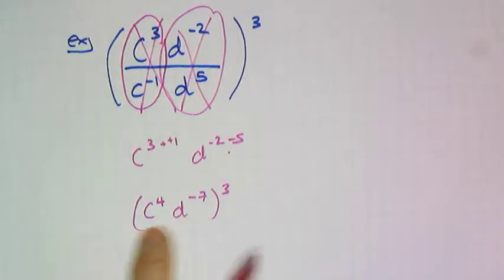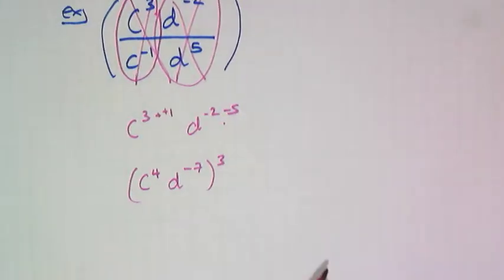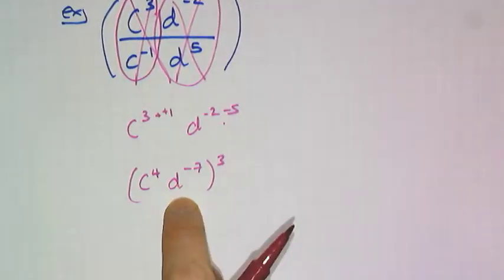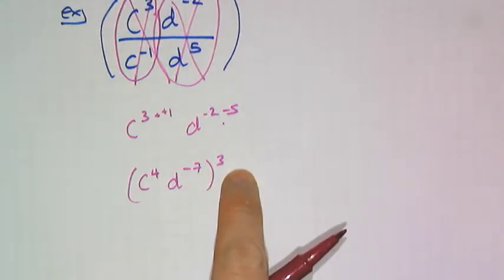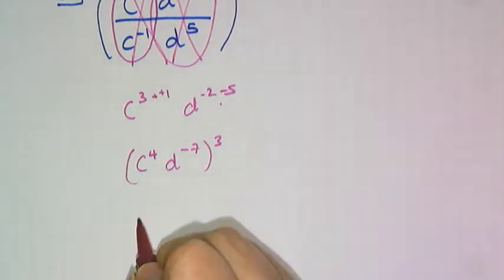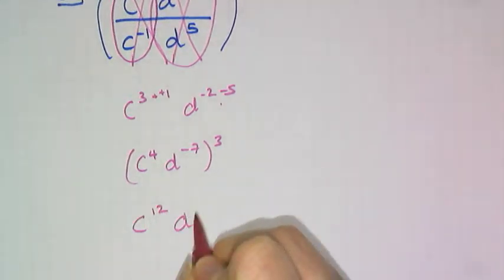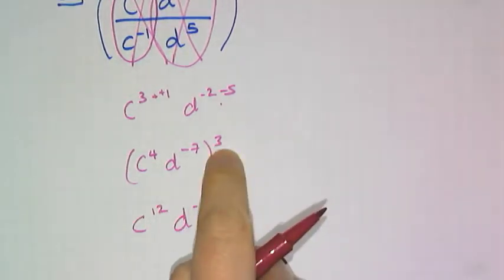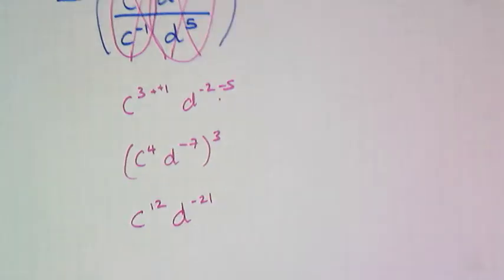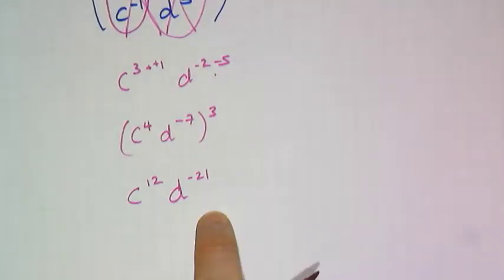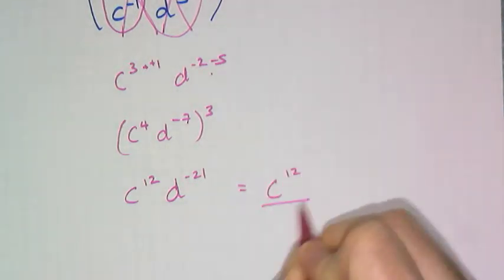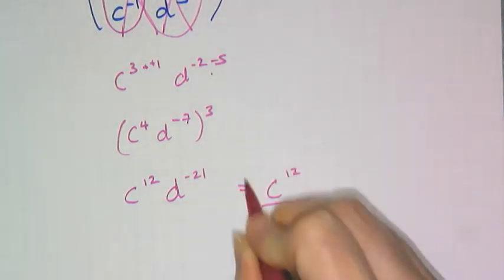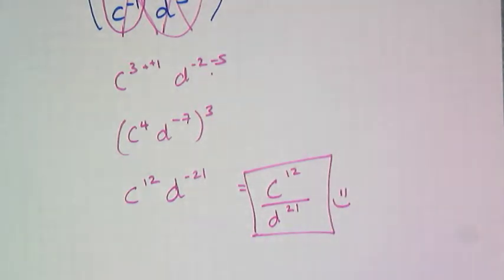And now I'm going to simplify this thing. And once again, I get to choose. I get to get rid of the negative exponent first, or I get to cube everything first. And in this case, I'm going to choose to cube everything first. So I get C to the 12th, D to the -21, because I multiplied 3 times 4 and 3 times -7. And I'm not quite done yet because I can't have a negative exponent. And so I end up with C to the 12th over D to the 21st power. And that's this thing simplified.